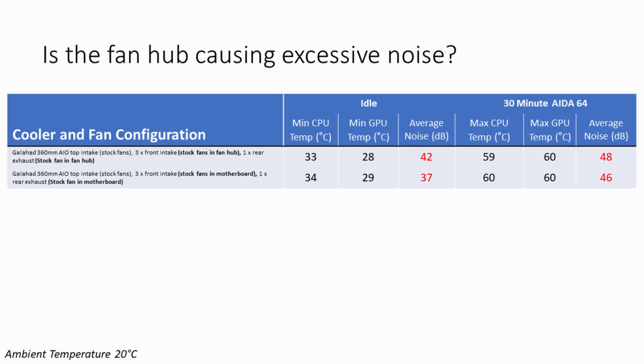Looking at the noise levels, at idle, having the fans plugged into the motherboard brought the noise levels down by 5 decibels, while under load, the noise levels came down by 2 decibels by having the fans plugged into the motherboard rather than the fan hub. So what this tells me is the fan hub is running the fans at a much higher speed than what the fan curves are doing in the motherboard BIOS.